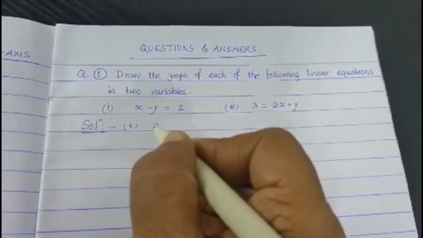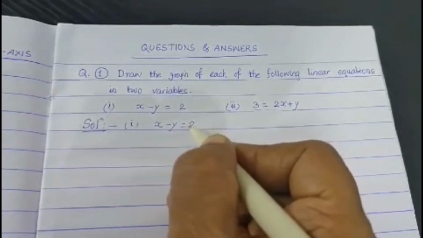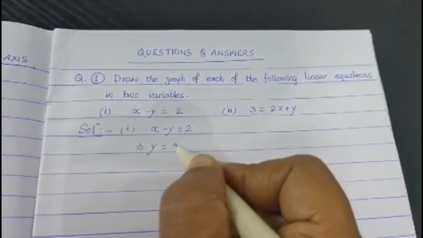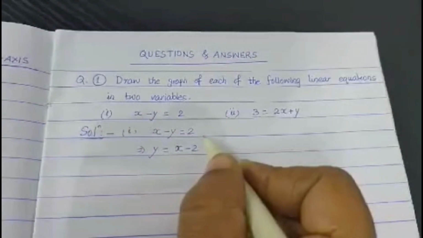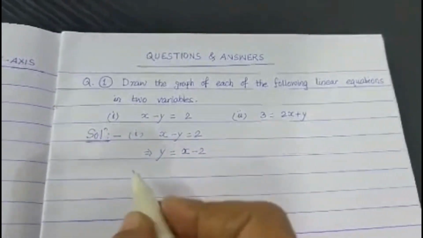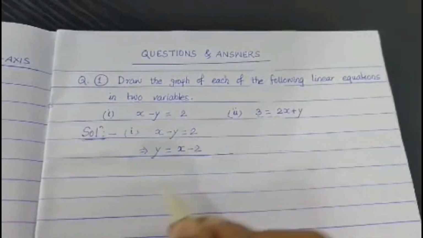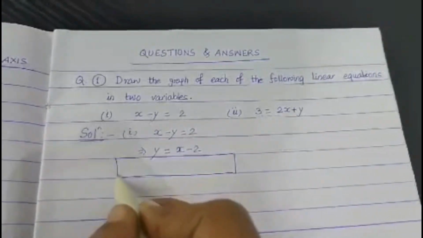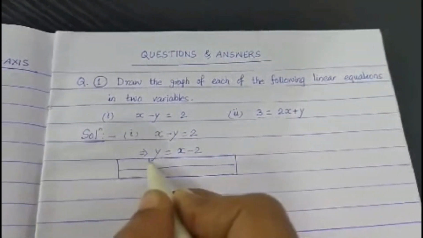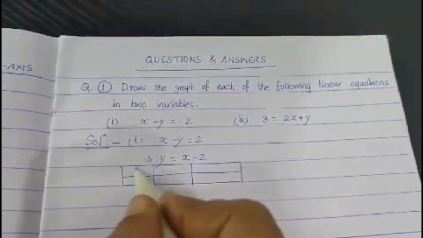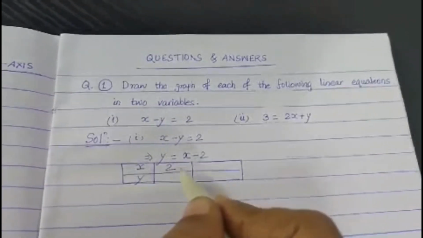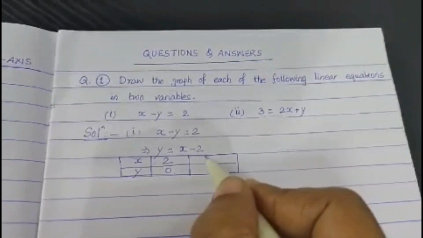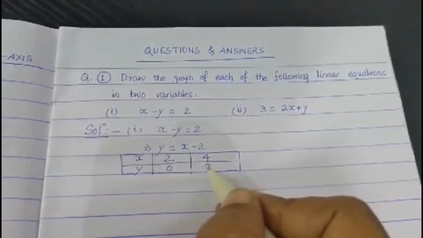The equation we have been given is x minus y is equal to 2. So we will write it in terms of y. y equal to x minus 2. Y will come this side, so x minus 2. Now we will draw the table for the corresponding value of, let us suppose x is equal to 2. So what will come? y is 2 minus 2 equal to 0. Now let us suppose x equal to 4. So y equal to 2.